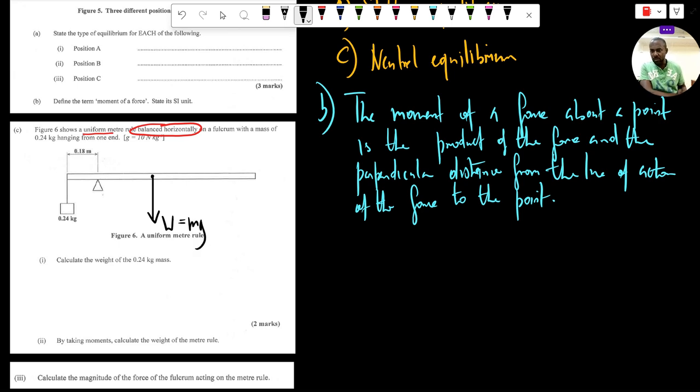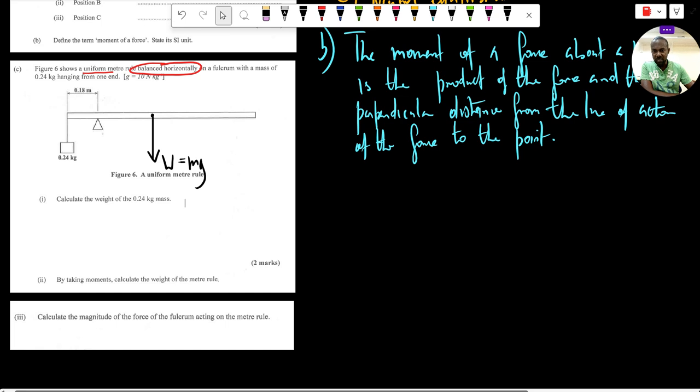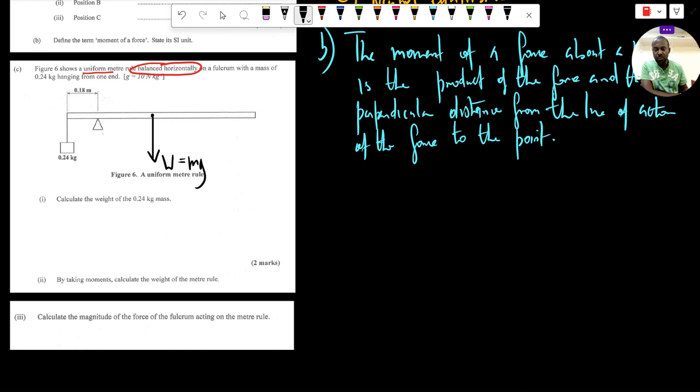All right. We're given that the mass of course is 0.24 kilograms, and we can find the weight, right? But actually the question asks us to do that. So part 1 of part C says calculate the weight of the 0.24 kilogram mass. So this is part C and this is part 1.